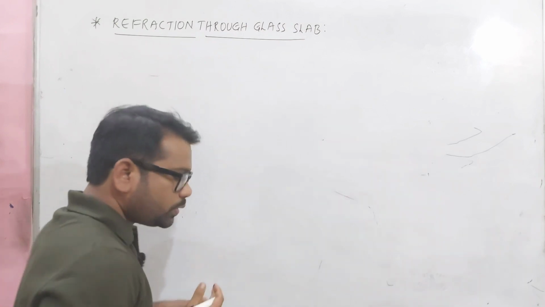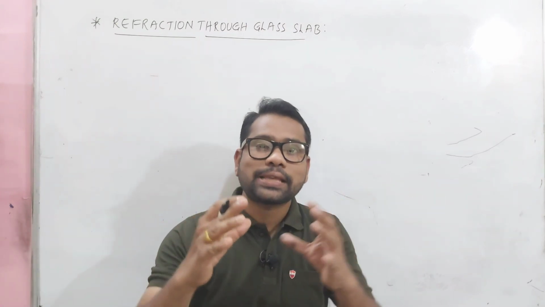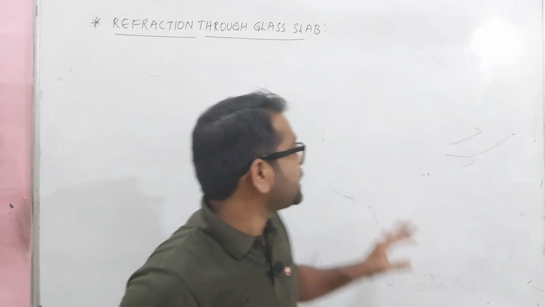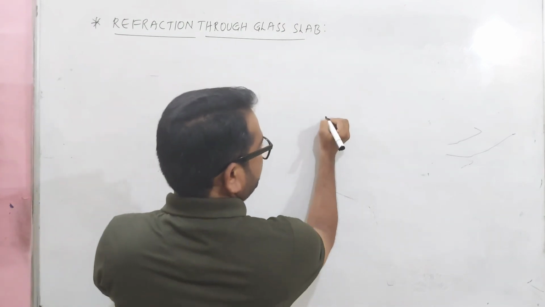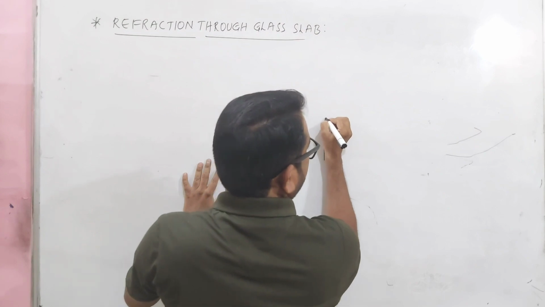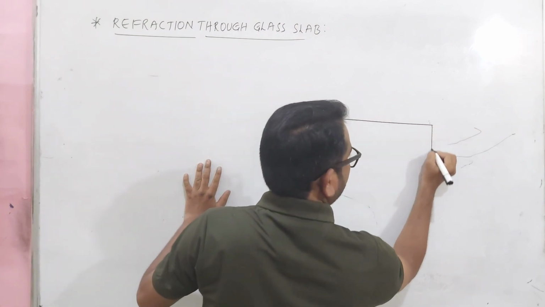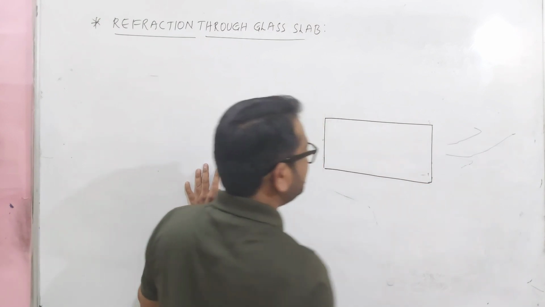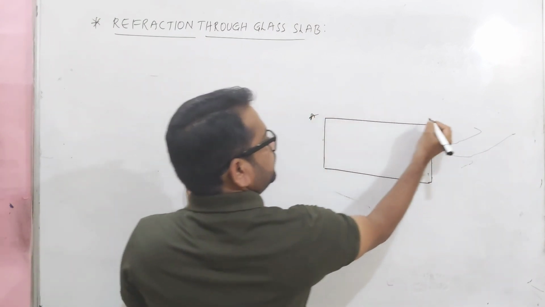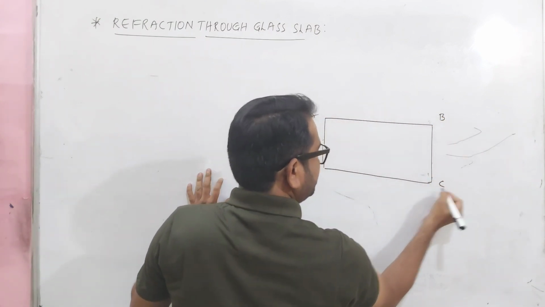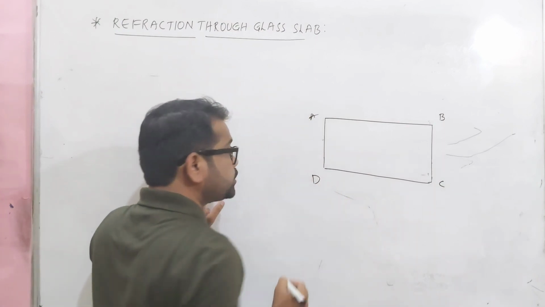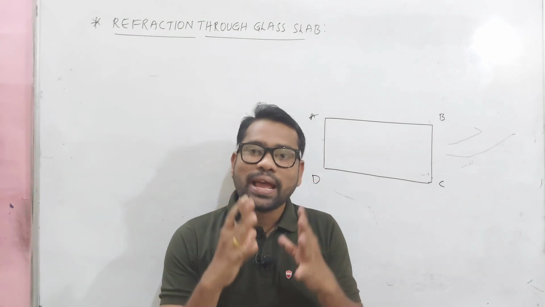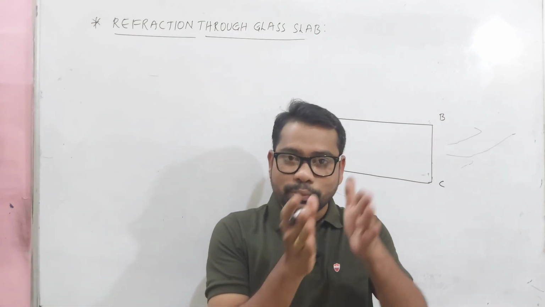So children, what type of glass slab are we going to consider? We are going to consider a rectangular glass slab. Let us take here a rectangular glass slab. This is a rectangular glass slab, let us say. Let us name it as A, B, C, D.